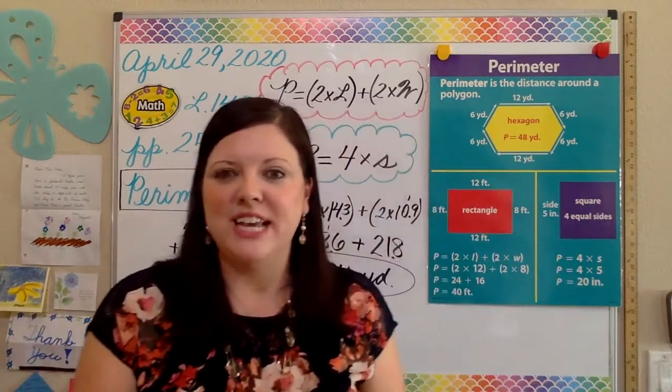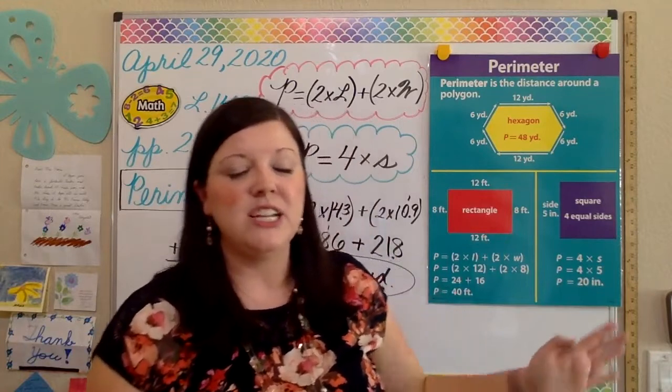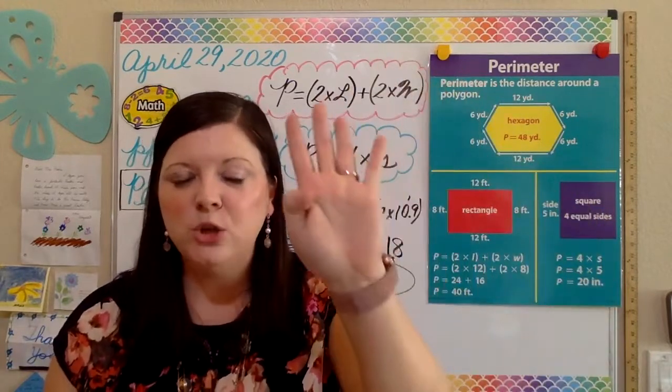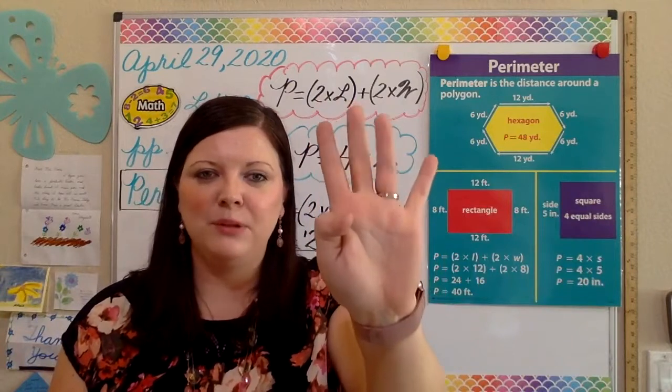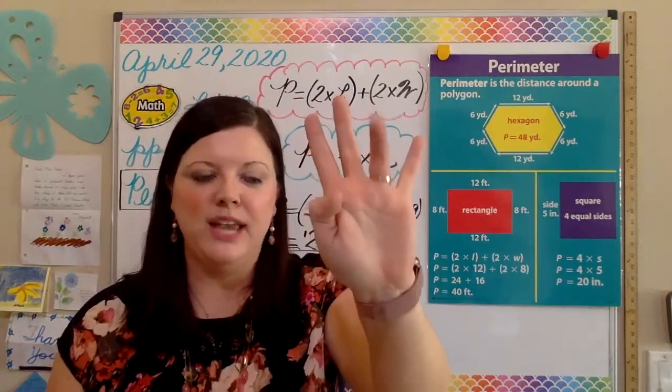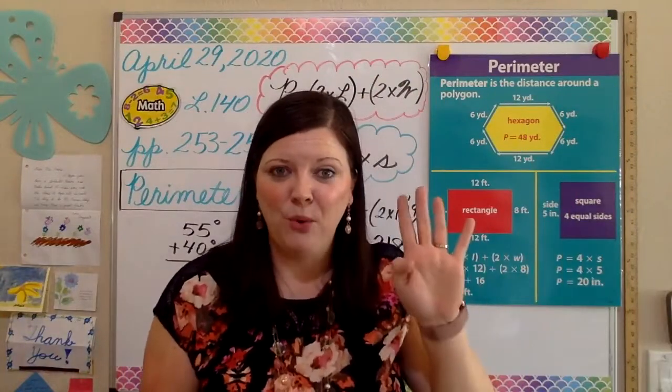You can do the rest of section 3 on your own. Just add up all the sides. Remember, how many sides does a square have? 4. So you should be adding that side 4 times. Side plus side plus side plus side. S plus S plus S plus S. Go down to section 4.